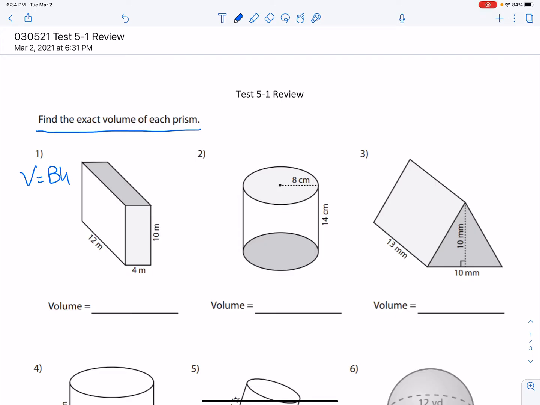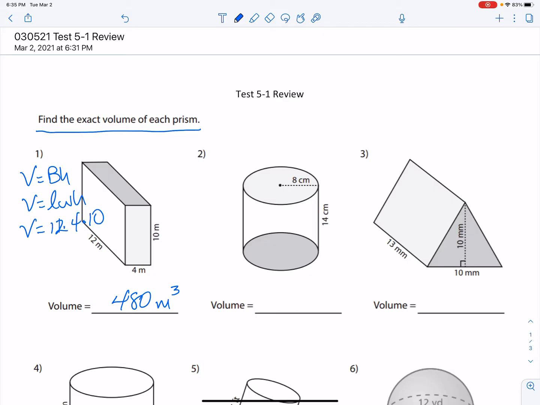Now since it is a box, we can just do length times width times height, and that will find the volume of that rectangular prism. So volume is equal to, well, the length is 12. Oh, and I wrote 11. Length is 12, the width is 4, and the height is 10. Because it is a rectangular prism, it doesn't matter the order in which you put those numbers down. You just multiply them together, 12 times 4 times 10, and you should come up with 480, and it's meters cubed, because volume is always cubed.